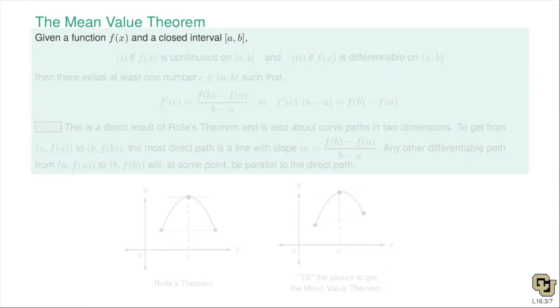So the mean value theorem is an if-then statement. It has two hypotheses. We require a function f of x that's continuous on the closed interval a to b, and a function f of x which is differentiable on the open interval a to b.